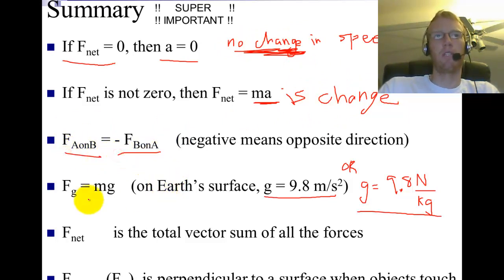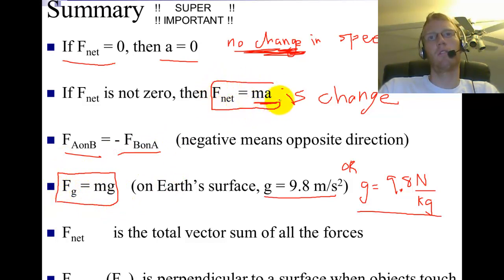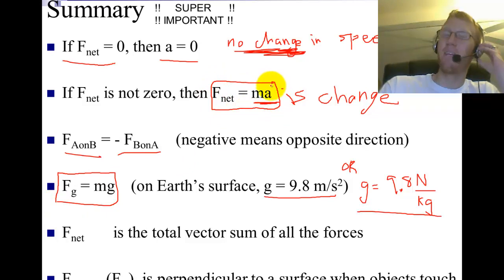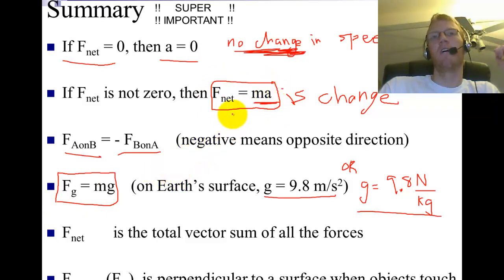This one we just did: forces are equal and opposite. Force of gravity equals mg. Absolutely critical, just as critical as this one. So you should memorize both of these. And don't get them mixed up, actually. This is something I didn't realize was a problem until last year. The force of gravity equals mg is only for the force of gravity, not F net, not acceleration.